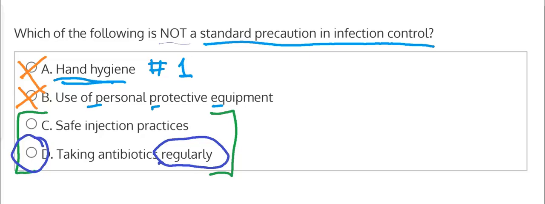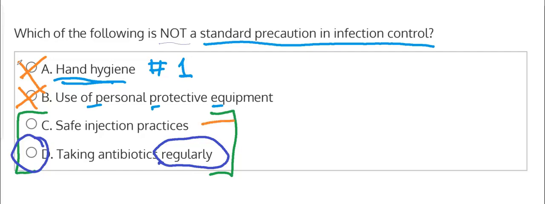But what about option C? We weren't sure what this would fit into, because it doesn't seem like a typical standard precaution in infection control. But we know that this is not our answer for two reasons. One, what we discussed in option D, taking antibiotics regularly, is definitely not part of infection control, so we can eliminate that.